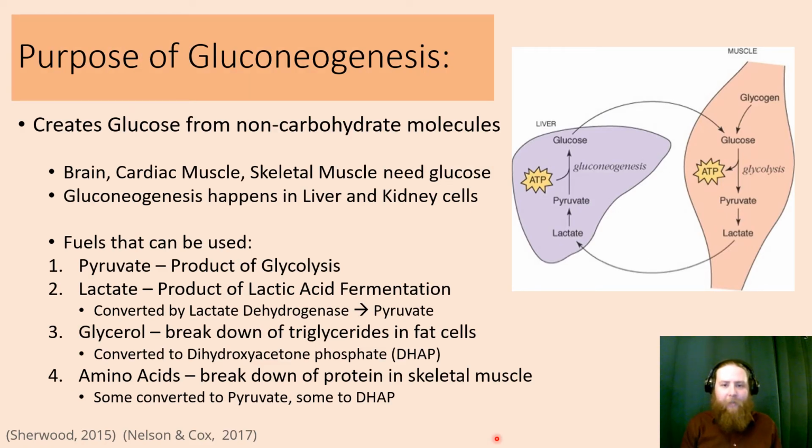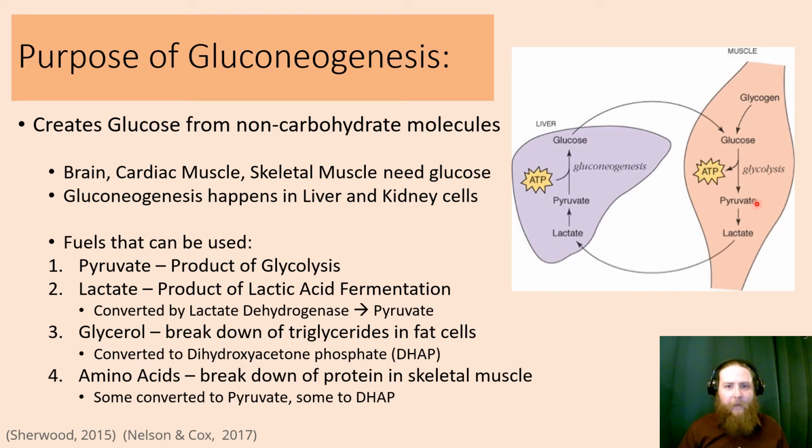So we've done all this work to make pyruvate. So why would we ever want to take pyruvate and turn it back into glucose? The purpose of gluconeogenesis is just that. It's to take pyruvate, lactate, and all these other non-carbohydrate molecules and turn them into glucose. This is important because the brain, the cardiac muscle, and skeletal muscle need glucose. The brain actually needs glucose so desperately that you will get brain damage if you go without glucose for 10 to 15 minutes. So gluconeogenesis is very important, and there are 2 places that it predominantly happens.